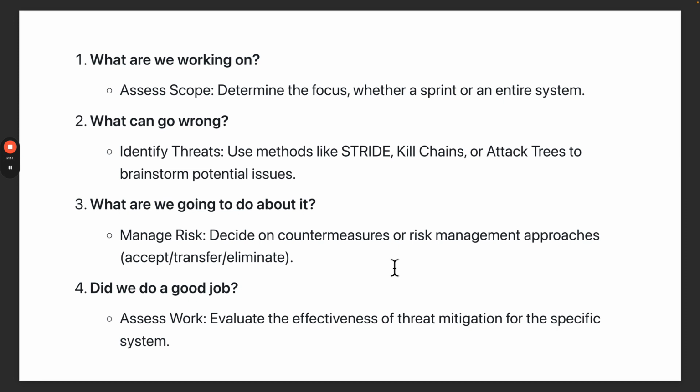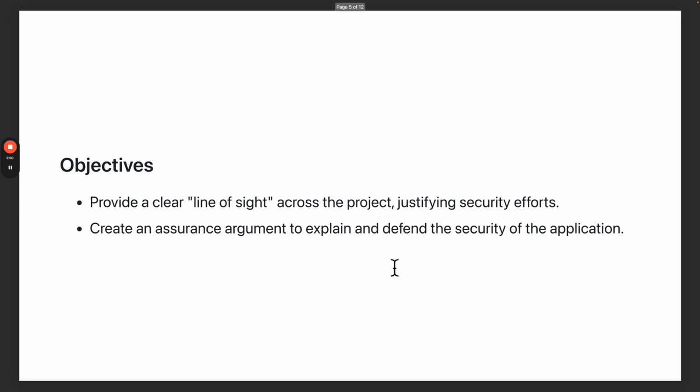And did we do a good job? This is where those metrics come in. Key performance indicators that evaluate the effectiveness of that mitigation. There should be a system change, there should be a control, and you can prove that beyond a doubt by examining and forensic analysis. We want to provide a clear line of sight across our project, justifying our security efforts.